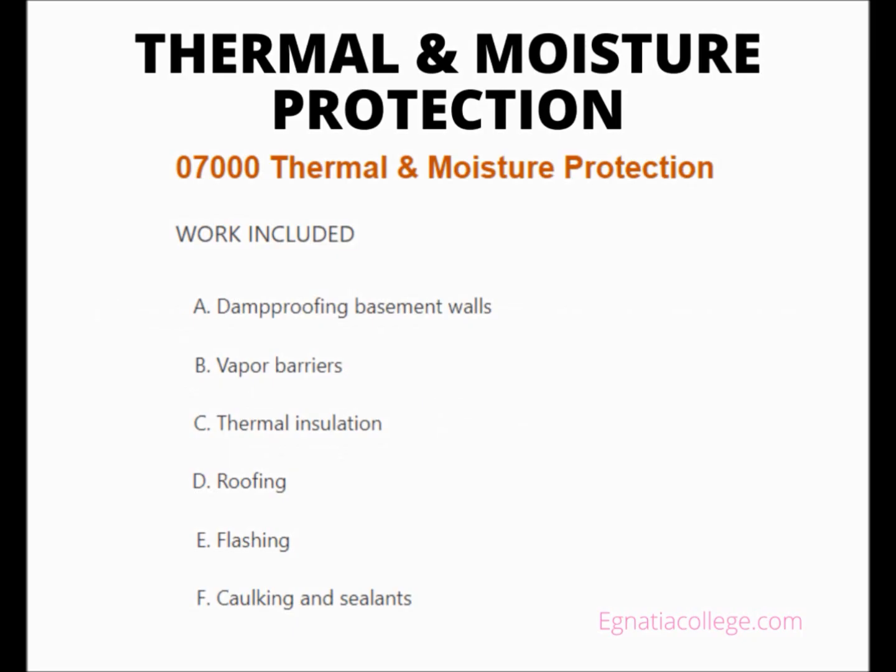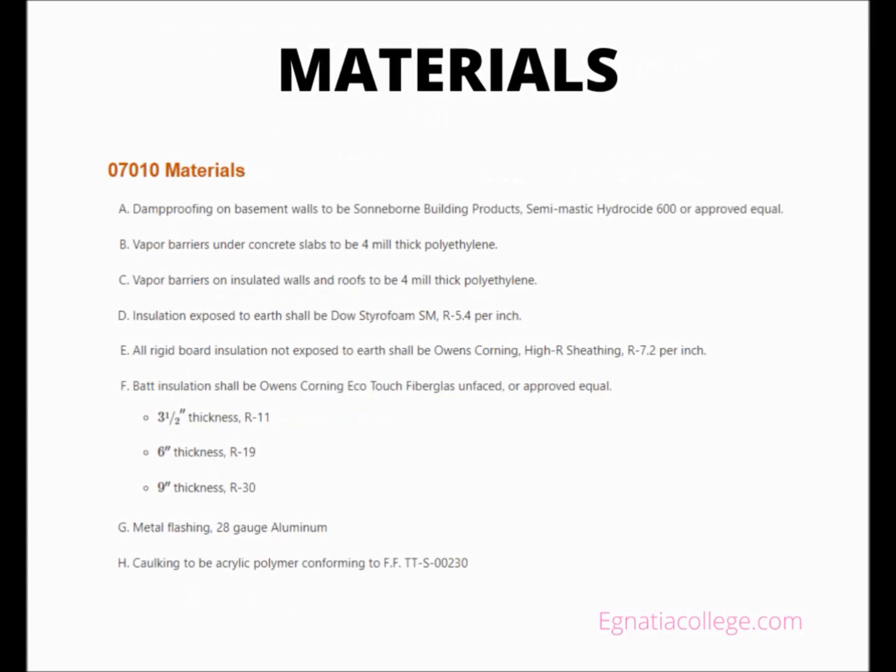Thermal and moisture protection. Work included. Damp-proofing basement walls. Vapor barriers. Thermal insulation. Roofing. Flashing. Caulking and sealants. Materials. Damp-proofing on basement walls to be Sonneborn Building Products semi-mastic Hydrocide 600 or approved equal. Vapor barriers under concrete slabs to be 4 mil thick polyethylene. Vapor barriers on insulated walls and roofs to be 4 mil thick polyethylene.